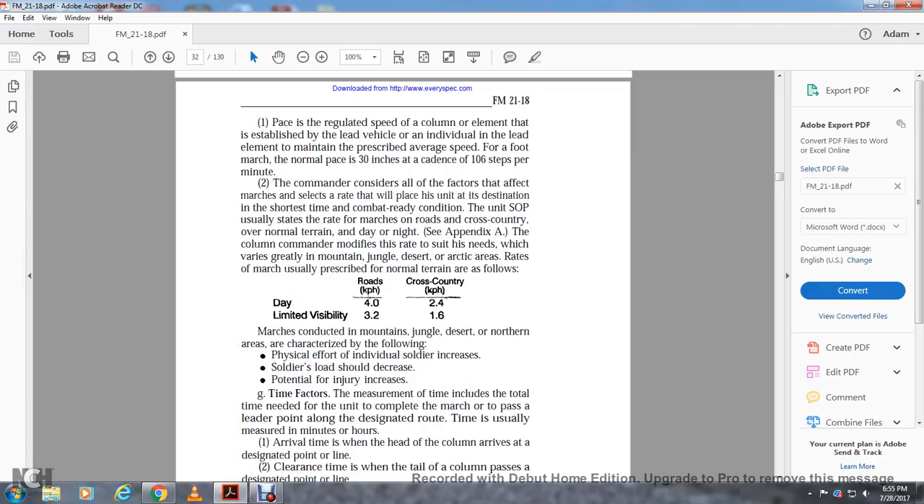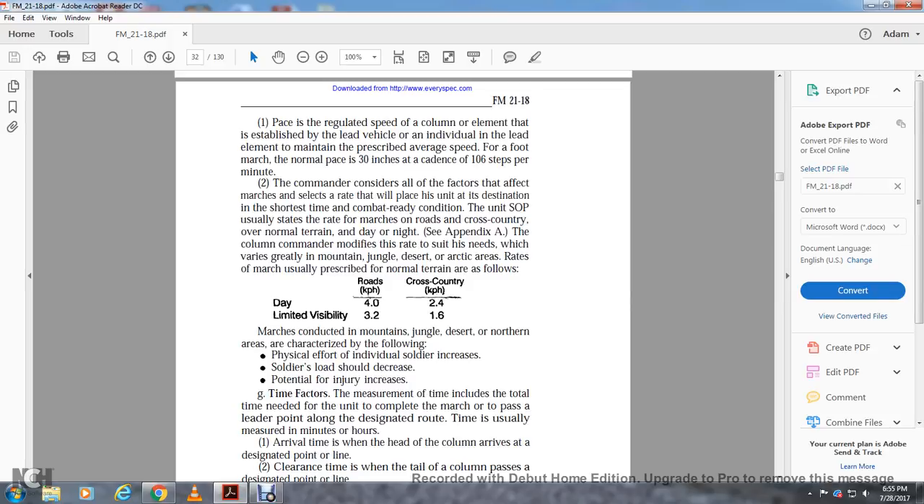The commander considers all the factors affecting the march when selecting the rate, which will depend on the destination and the time of the combat-ready condition. The unit's standard operating procedures usually state the rate of march on the road and cross-country over normal terrain, day and night. See Appendix A. The column commander modifies the rate as needed, which varies greatly in mountain, jungle, desert, and Arctic areas.